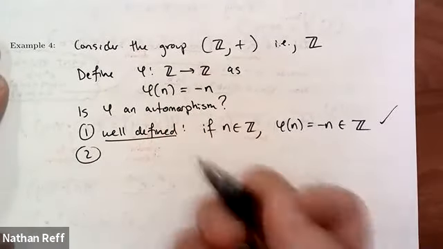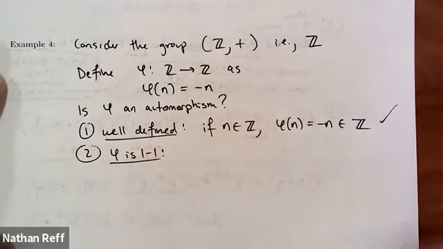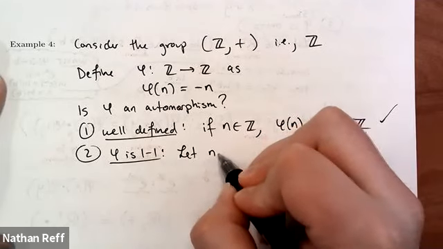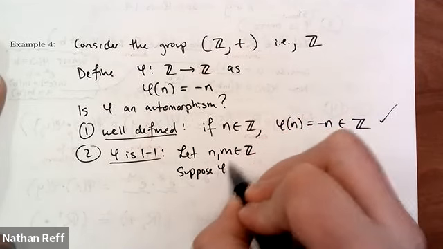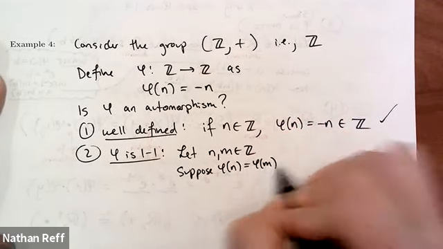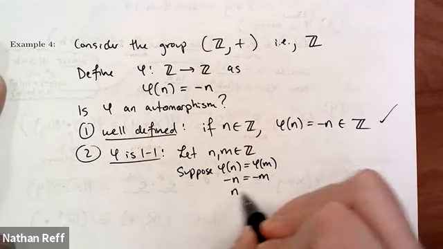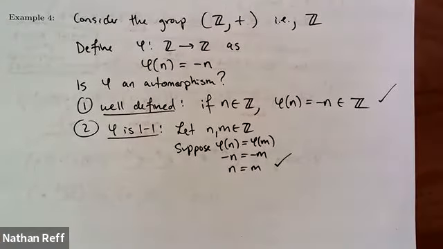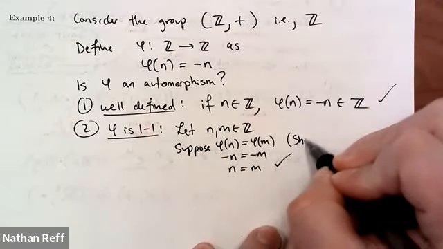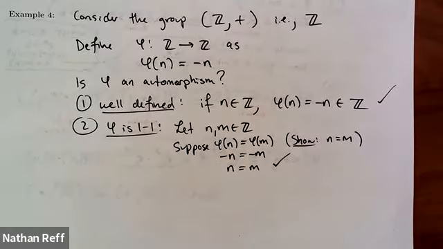Second, phi is 1 to 1. So the proof of that: let n and m be integers, and suppose phi of n is equal to phi of m. Then negative n is equal to negative m, and therefore n is equal to m. Agree with that? I guess I should have said show n is equal to m, so you know where you're going, but that's the quick template showing that it's 1 to 1.